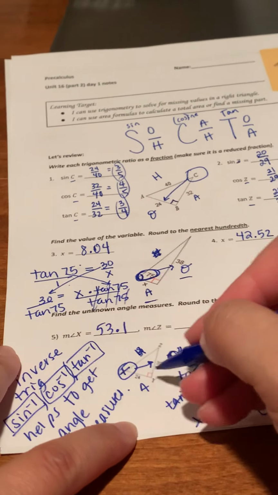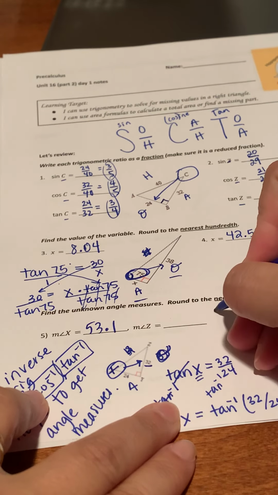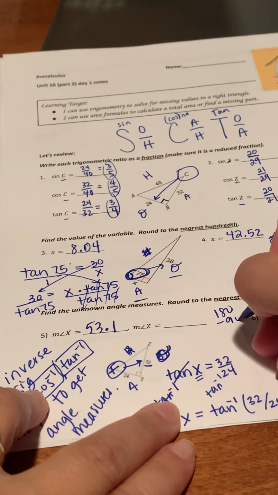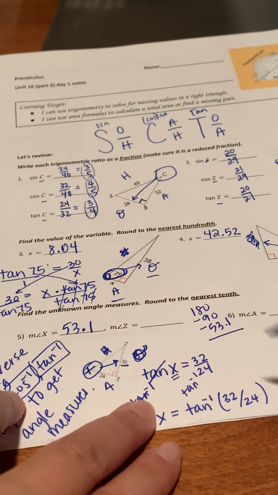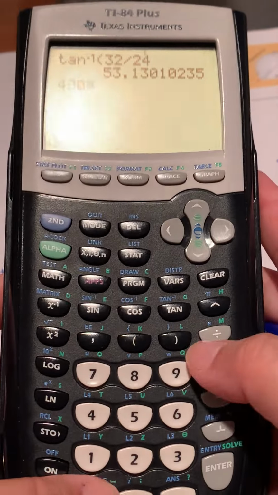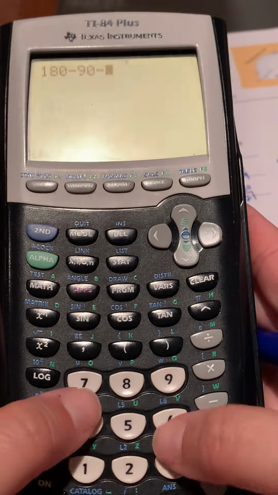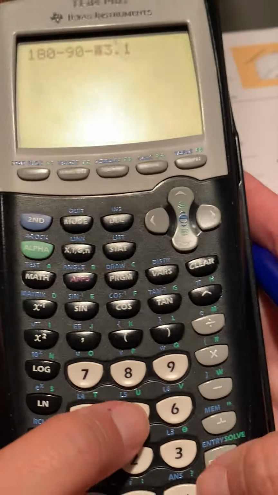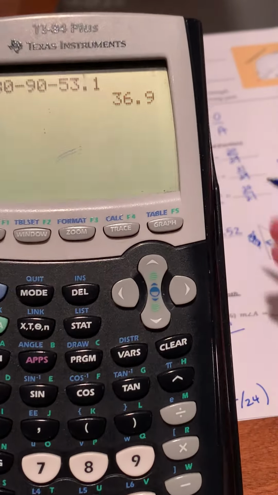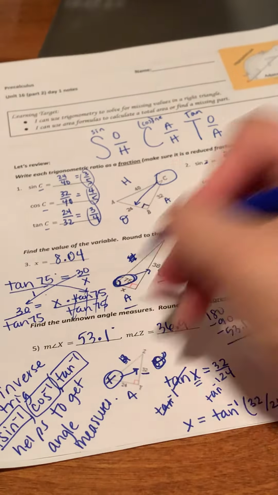Now, we can use all the properties about triangles and that sort of stuff. Triangles add up to 180. So if I have 180, subtract the 90, and subtract the 53.1, you're going to get that missing angle at Z. You can also do trig if you want. You don't have to. 180 minus 90 minus 53.1. There we go, 36.9 for that other angle.